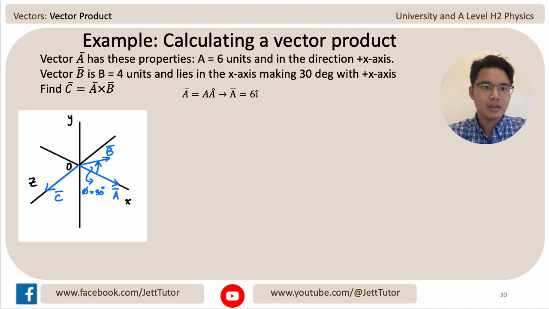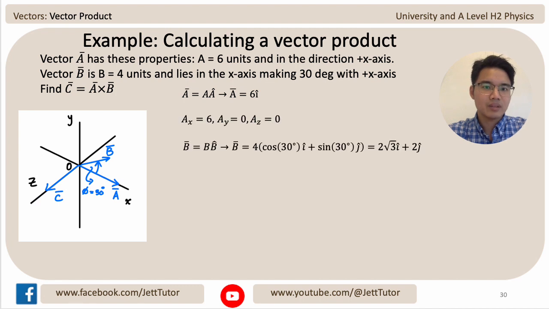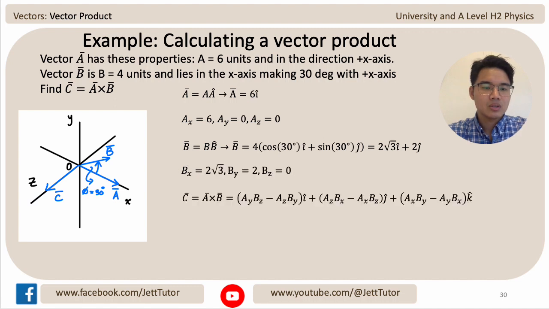So we know that vector A is 6i and vector B is equal to 2 square root 3 i hat plus 2j. So vector C equals vector A cross vector B, and is equal to the formula that I have given before. You plug the values in. C bar equals 12 k hat.